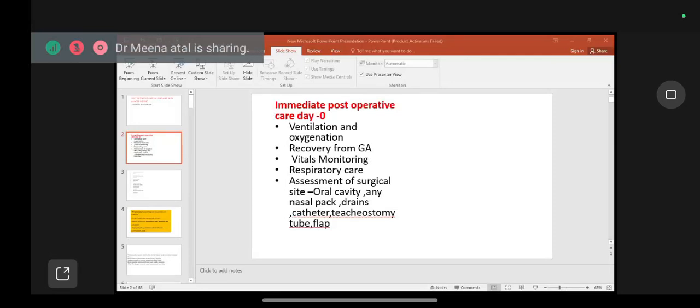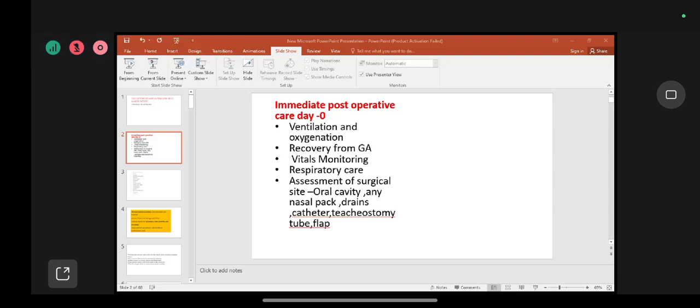Care and physiotherapy. Firstly we start with the procedure. Counseling and preparation are essential. Assess fitness and manage risk factors.